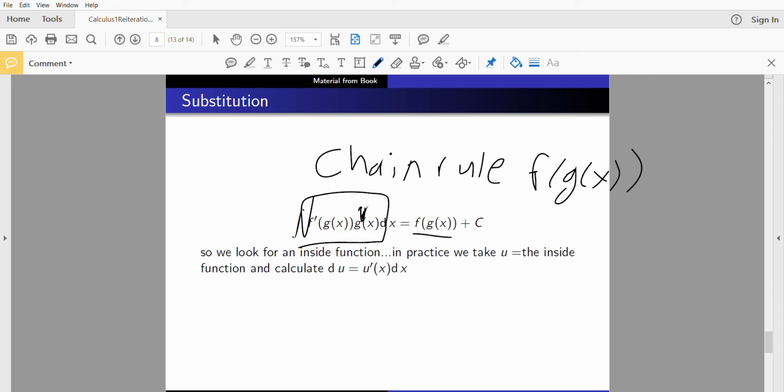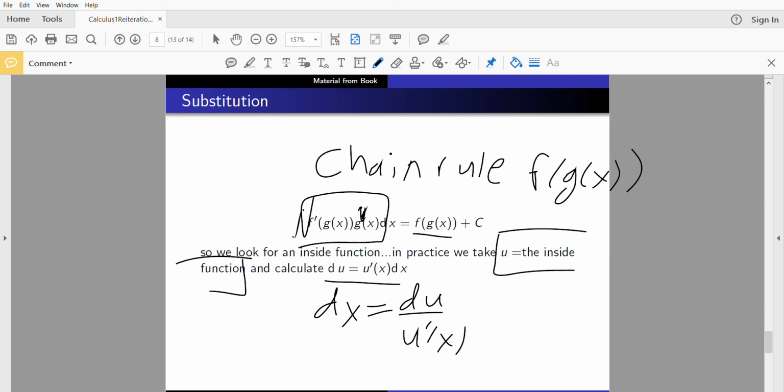And so the idea is it's kind of tricky to look for that inside function. And so in practice, what we do is we take u as the inside function, and we calculate a du, which is just u prime of x dx. And then I solve for dx, which is to say dx is du divided by u prime of x, and I plug all of this with the u into the original function.